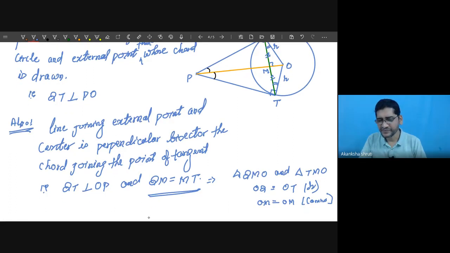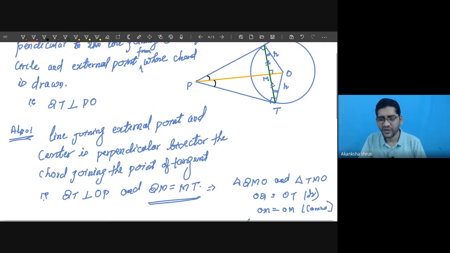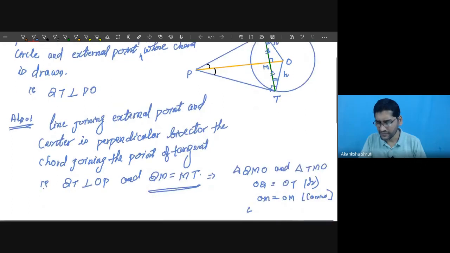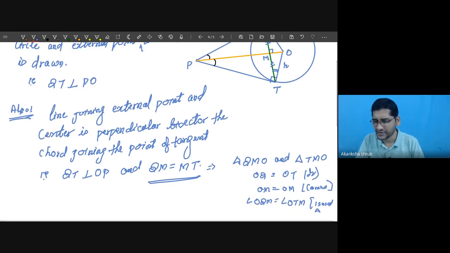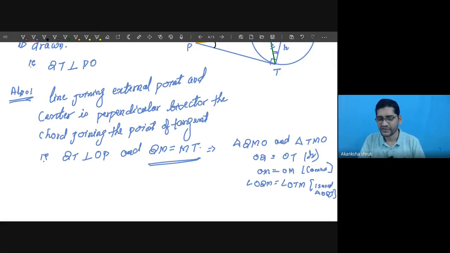Also, we may write angle OQM is equal to angle OTM. Why? Since it is an isosceles triangle. Which triangle is isosceles we are talking about? For OQT, this triangle is isosceles. That's why these are equated. So what do we have?